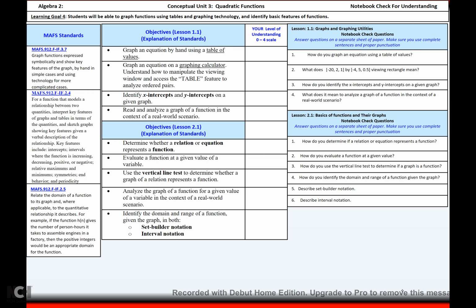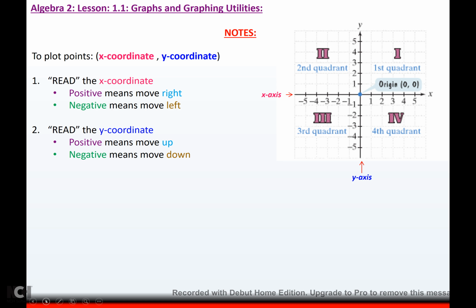All right, we're going to start conceptual unit 3. We're going to be talking about graphs and graphing utilities. Okay, let's review our coordinate system. We have an x-axis that runs horizontally, and we have a y-axis that runs vertically.